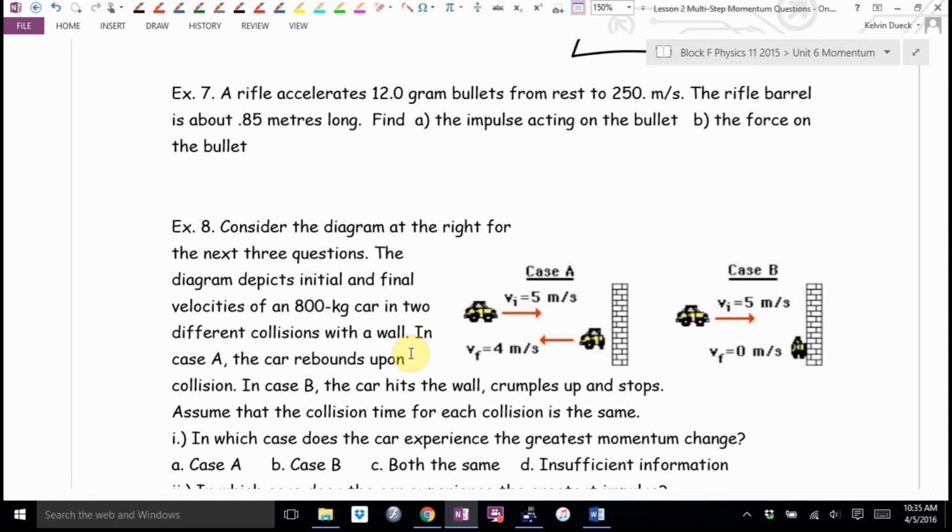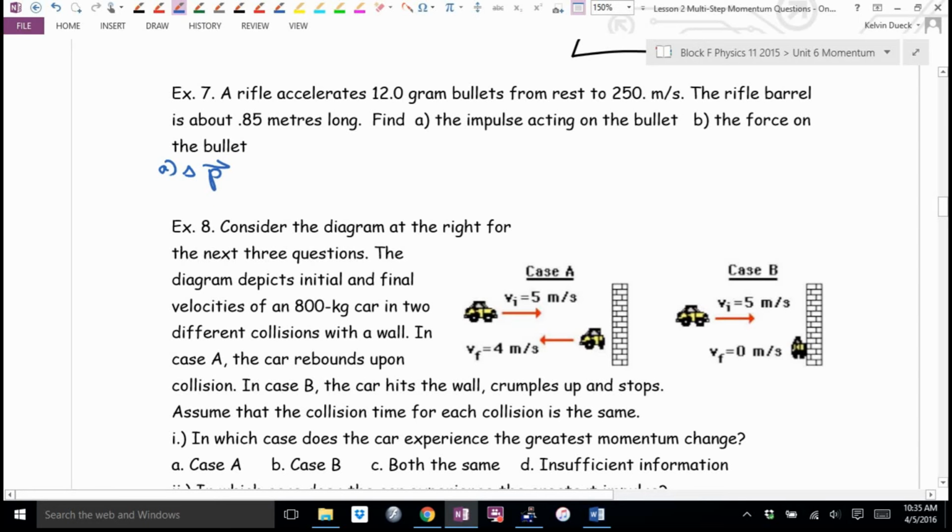Ryan, what's A want me to find? Example 7, part A, what's it want me to find? What's another word, or another phrase, for impulse? Help me out, folks. Change in momentum. Okay? You need to memorize that. In other words, for part A, I'm going to write that.